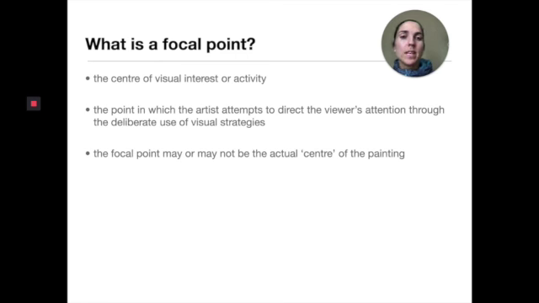Some people believe that the focal point is located in the center of an artwork, which could happen, but that's not always the case. What you're looking for is the very first thing that grabs your attention and makes you look to a certain part of an artwork.